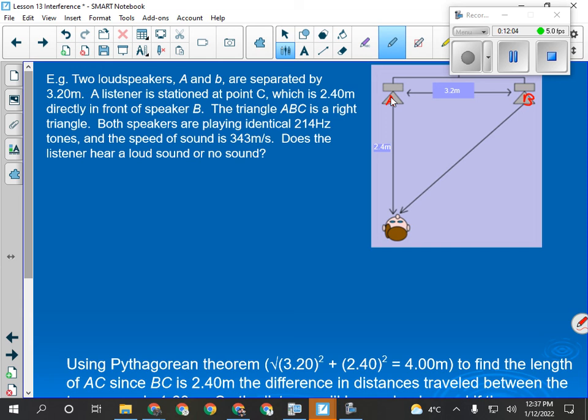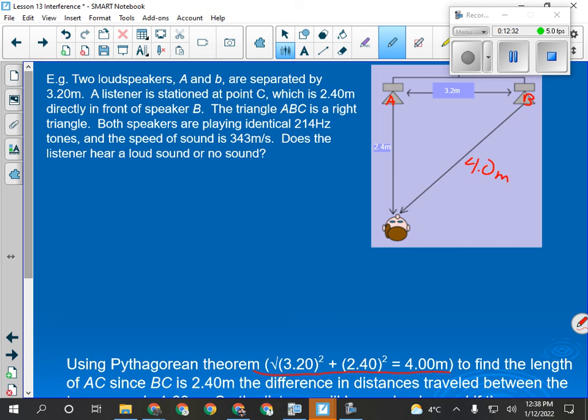What else will I need? Frequency. Okay, I'll need the frequency. I actually don't need it directly, but I have to use it to get what I want. What's the other thing that I want? The hypotenuse. Okay, I'm going to need to know the hypotenuse of this triangle. That's for sure. So why don't we calculate that first? So we're going to do square root of 3.2 squared plus 2.4 squared. It's exactly 4 meters.